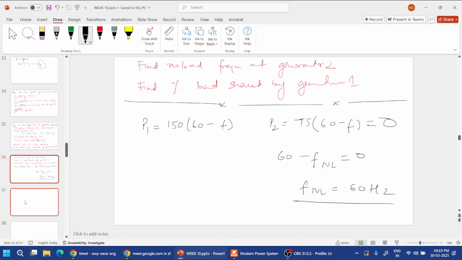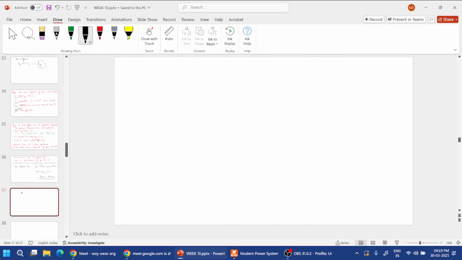And these all supply P1 plus P2 equal to 1 megawatt, which is 1000 kilowatt. So 150 (60 minus F) plus 75 (60 minus F) is equal to 1000.